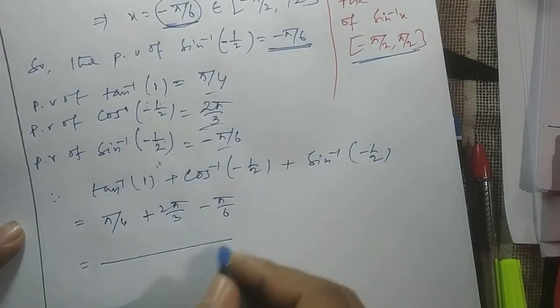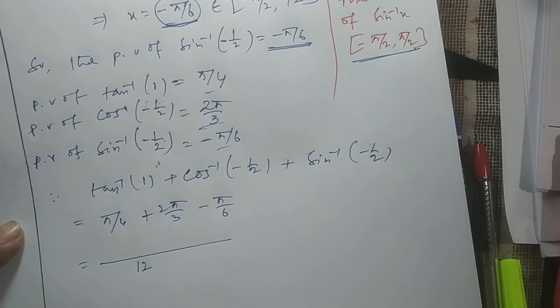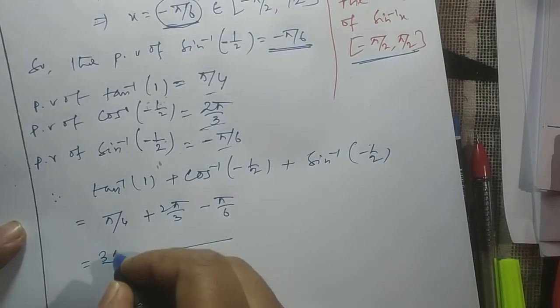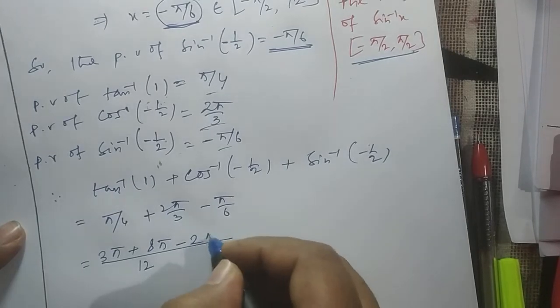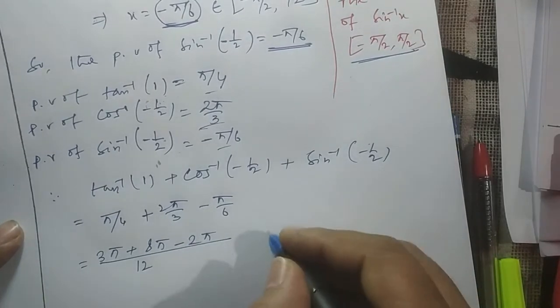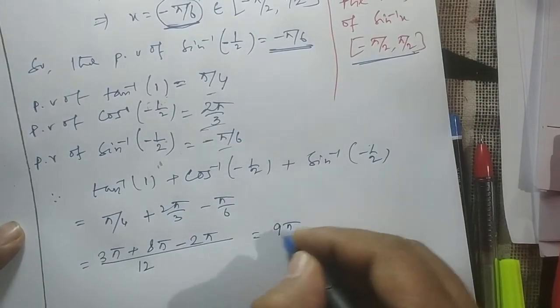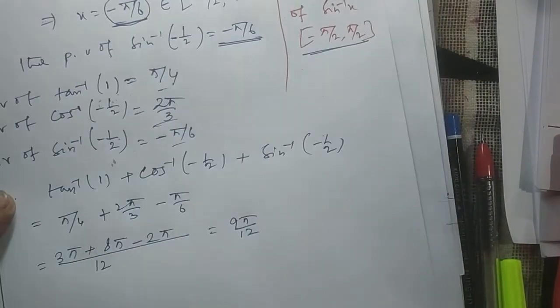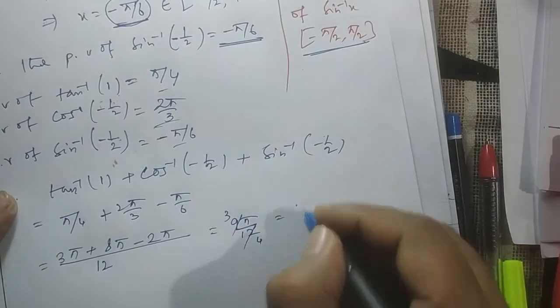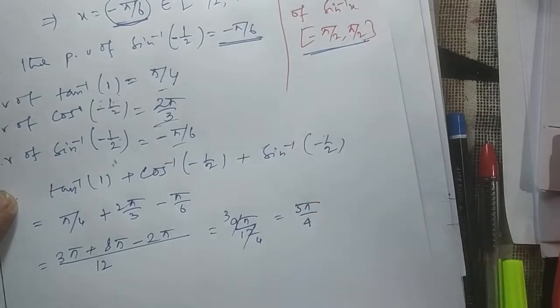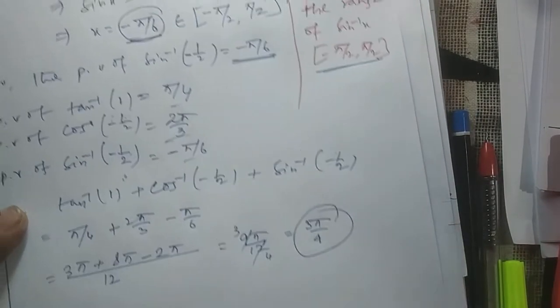Now doing the LCM, 12, it will be 3 pi, it will be 8 pi, it will be 2 pi, correct? 9 pi by 12 means 3 pi by 4. That is the answer of this given problem.